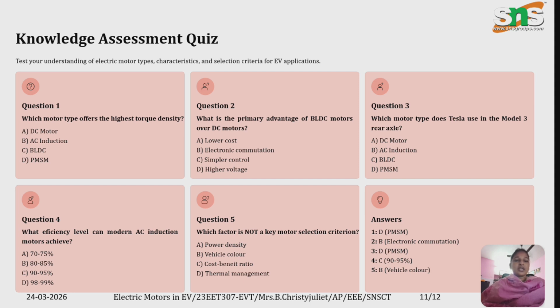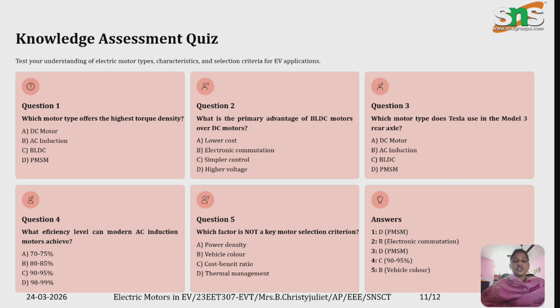What is the primary advantage of using a BLDC over DC motors? It is the electronic commutation, which avoids the usage of brushes. Which type of motor does Tesla use in the Model 3 rear axle? It is PMSM. So mostly in high performance machines and luxurious cars, this PMSM is being widely used.